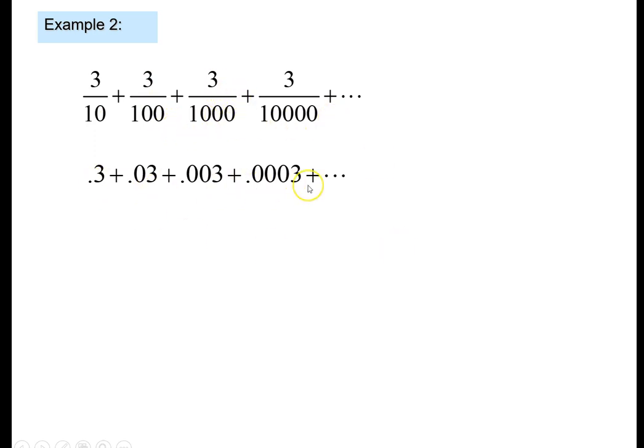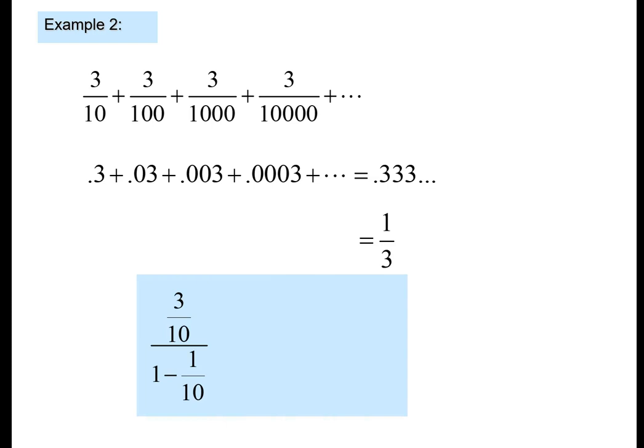I took each of these and wrote them as decimals. So 3/10, of course, would be 0.3. 3/100 would be 0.03, etc. And that would add up to 0.3 repeating, just 1/3. And so what do we have here that we're working with? We know this is a geometric series because the common ratio to get from one term to the next was 1/10. The first term was a.